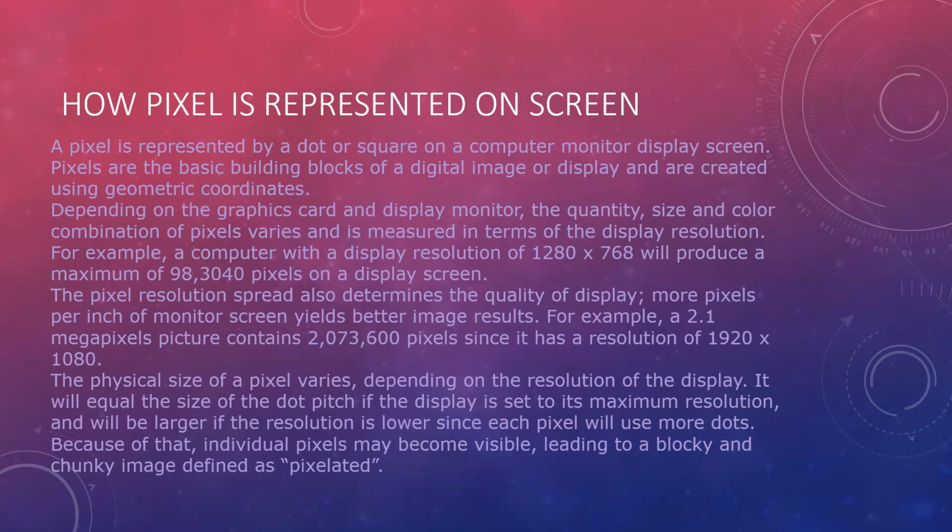The pixel resolution also determines the quality of displays, with more pixels per inch on the monitor screen. The physical size of the pixel varies depending on the resolution of the display. It will be equal to the size of the dot pitch of the display if it is set to the maximum resolution, and will be larger if the resolution is lower, since each pixel will use more dots to produce an image. Because of that, individual pixels may become visible, leading to a blocky and chunky image defined as pixelated.